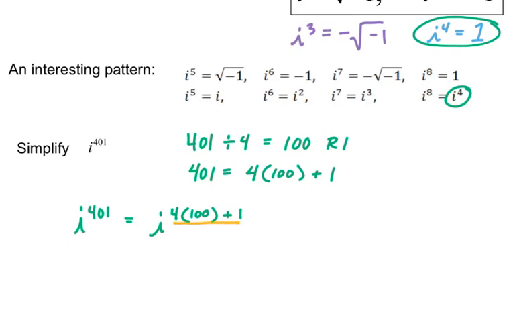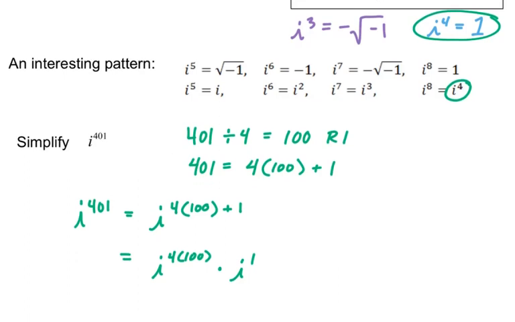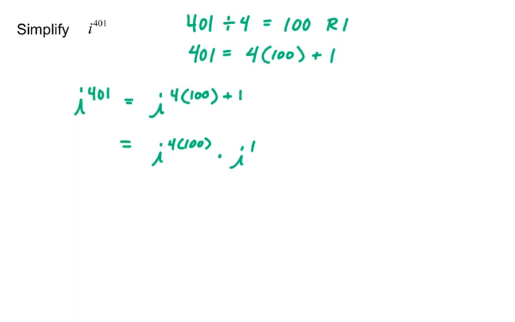Noticing here that all of this is in the exponent. And when you are multiplying same bases, you end up adding the exponents. So I'm going to rewrite this. This is actually I to the 4 times 100 times I to the 1. So I used properties of exponents to expand this. And of course, also with properties of exponents, we can note that a power to a power is the same as multiplying. So we have I to the 4th to the 100th times I to the 1st.